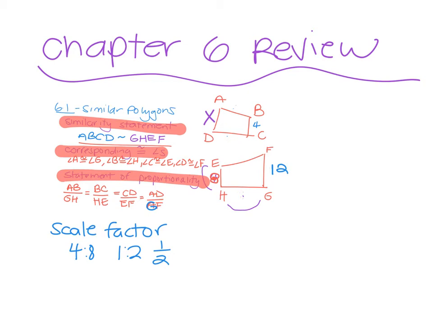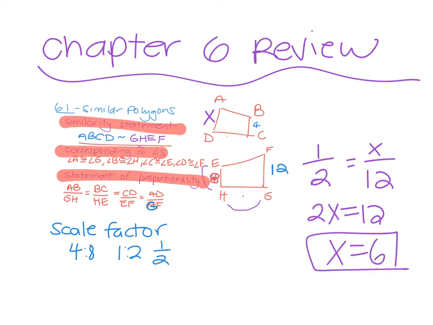And then let's say I had a value that was missing, like x, and it said to find x. So I would say my scale factor, which we said 1 to 2, would equal x to 12. Cross multiply and divide. If you get a fraction, and you are going to get fractions, you want to make sure it's in mixed number format for the length of a side.